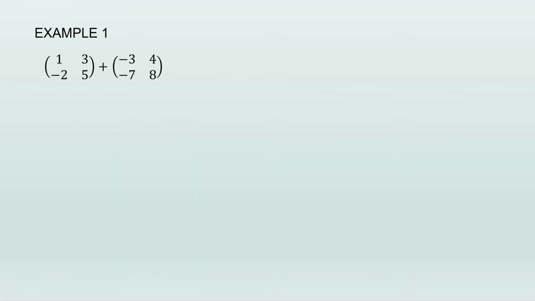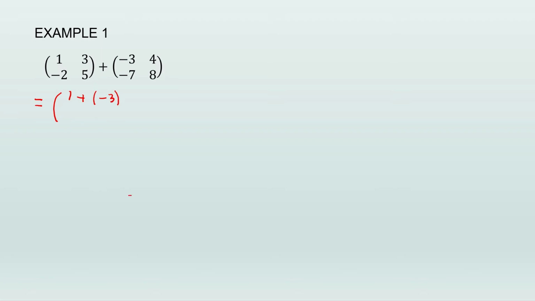So let's see an example. Here we have matrix 1, 3, negative 2, 5 plus negative 3, 4, negative 7 and 8. We are going to calculate the addition of these two matrices. Maybe all of you can do it together with me. You can just calculate in your mind, congak je dalam kepala, or maybe you can do it one by one. The answer should be the first element in the first row and first column plus the first element in the first row and first column of the second matrix. So it will be 1 plus negative 3. That's the first element for our matrix.